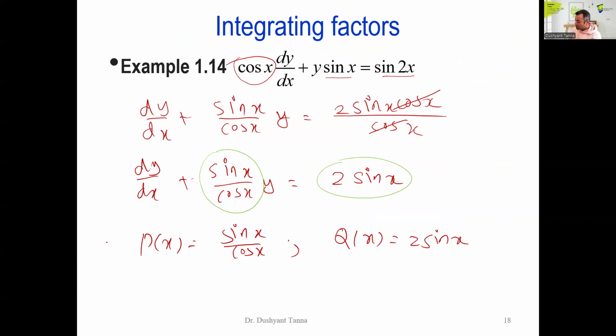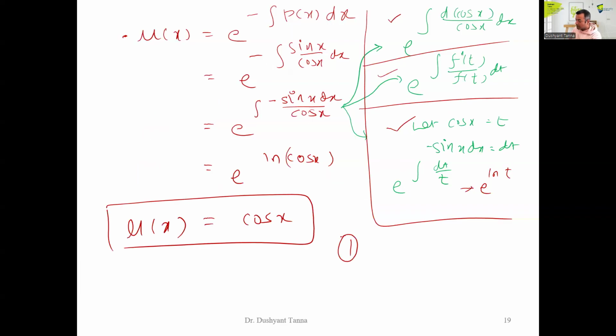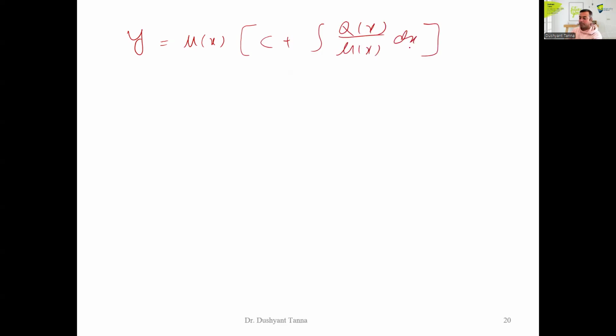The more equations you call out, the better for you. So mu x is my equation number 1. Right, I'll write the solution. Y will be, who will remember the solution? Mu of x times the integration of q x times mu x dx. Let's call it equation 2.